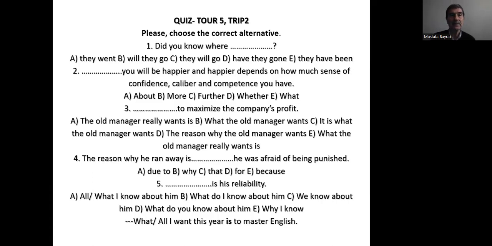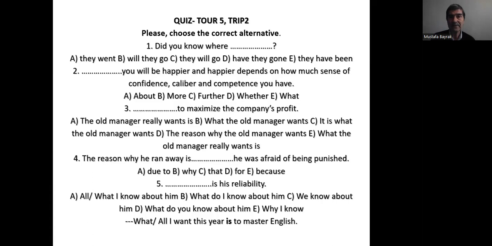Three, blank, you will be happier and happier depends on how much sense of confidence, caliber, and competence you have. So, which one is true here? You will be happier and happier about more, further, whether, what? So, whether, yes. Whether you will be happier and happier depends on how much sense of confidence, caliber, and competence you have.